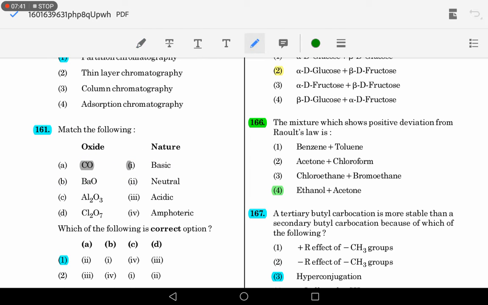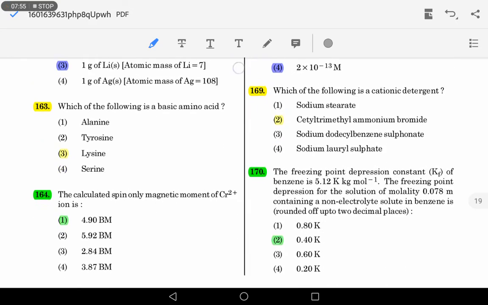It's a neutral oxide. Barium is a metal. Metallic oxides are basic. Aluminium oxide is amphoteric. Cl2O7 is acidic. Non-metallic oxides are acidic. So it's also a part of class 10.